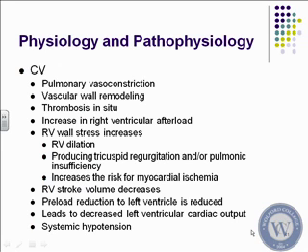Cardiovascular-wise, you're looking at pulmonary vasoconstriction, vascular wall remodeling, thrombosis. The right wall stress increases, causing the right ventricle to dilate. The right ventricle's stroke volume then begins to decrease, and you get preload reduction to the left ventricle as a consequence of that. And it leads to a decrease in left ventricular cardiac output. The person will develop systemic hypotension.